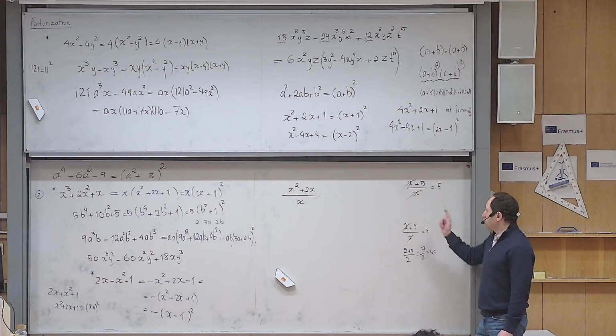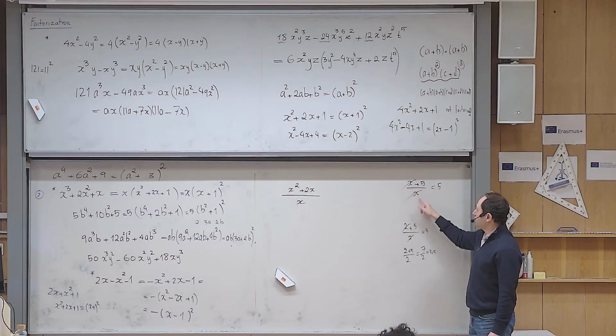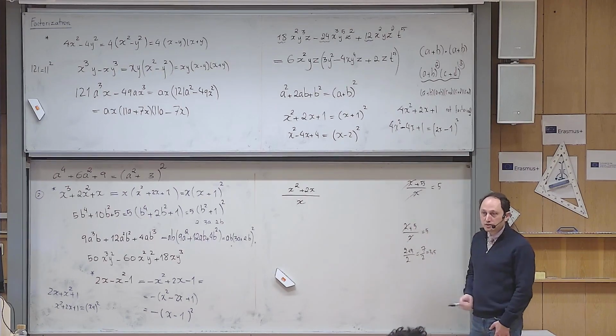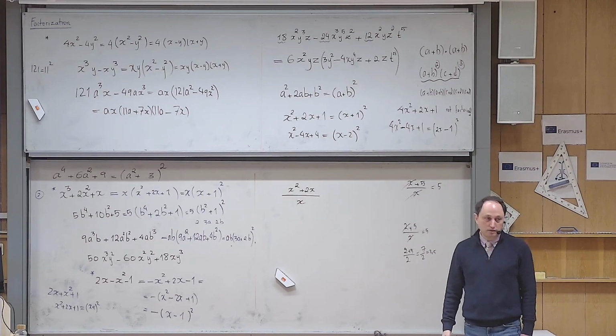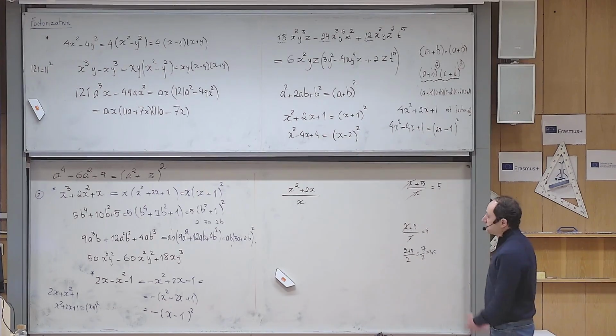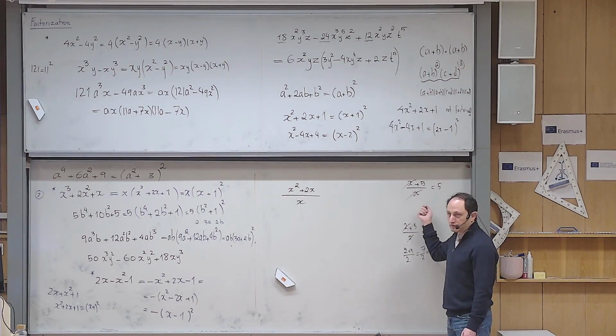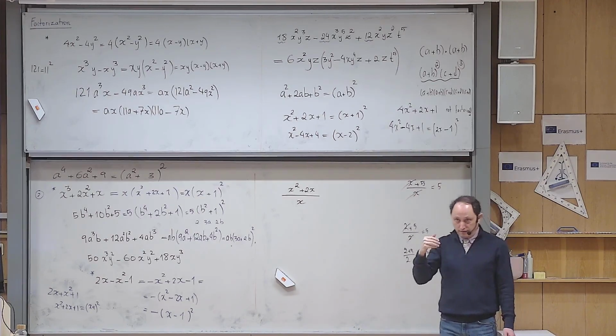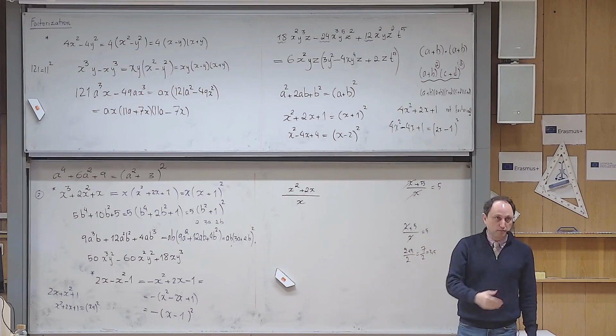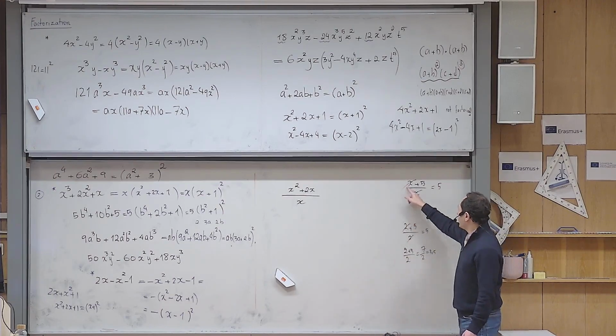Okay? So why couldn't we simplify this x with that x? Because this x is not a factor of the numerator. What is it? It's a summand. Yes? x is added to 5. So you cannot say x is a factor. A factor is something which is multiplied. But x is added to 5.